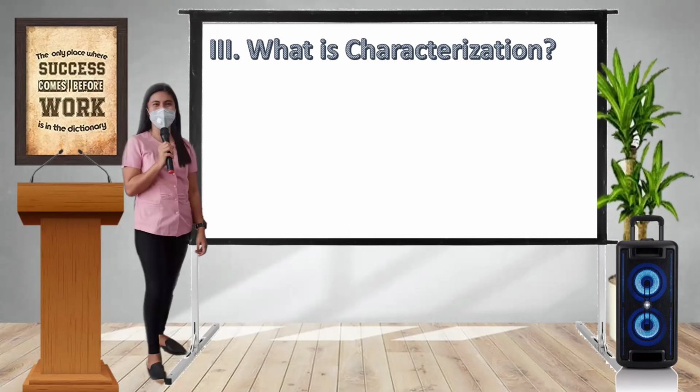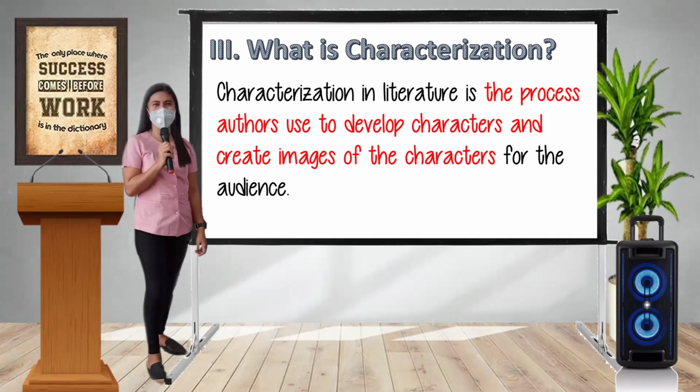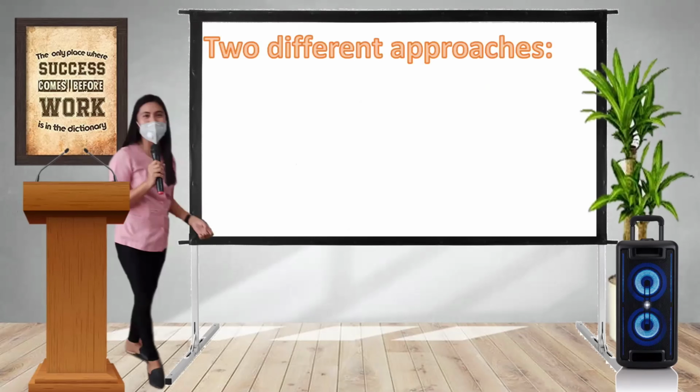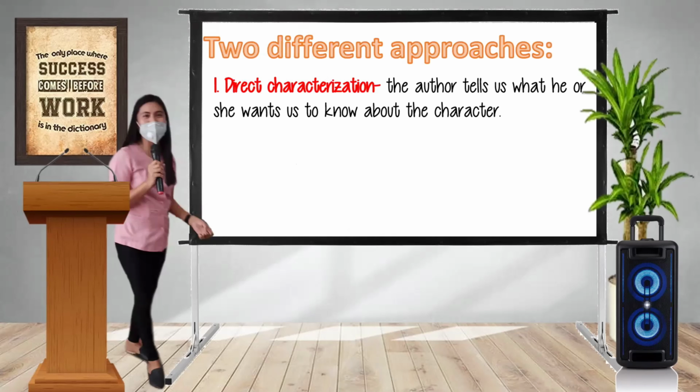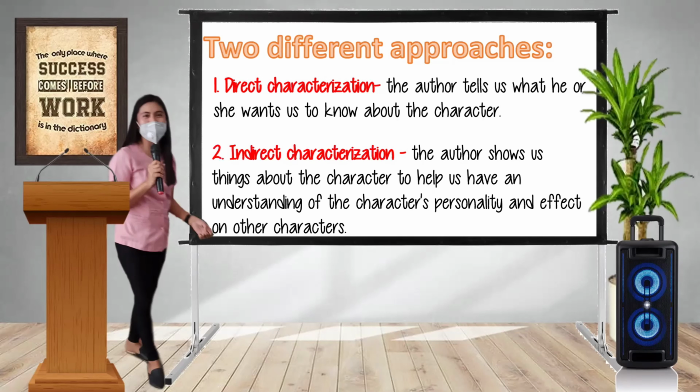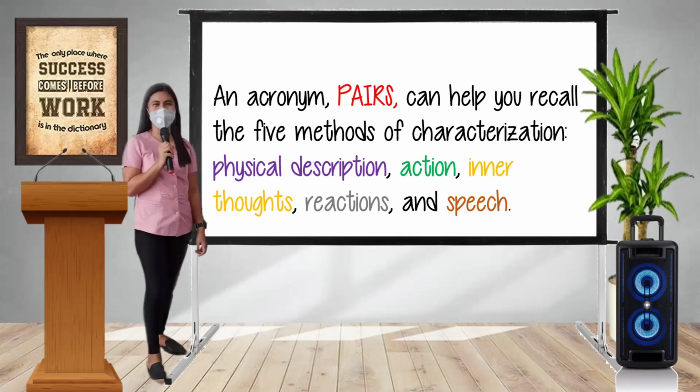What is characterization? Characterization in literature is the process authors use to develop characters and create images of the characters for the audience. There are two different approaches in characterization. First is direct characterization. The author tells us what he or she wants us to know about the character.